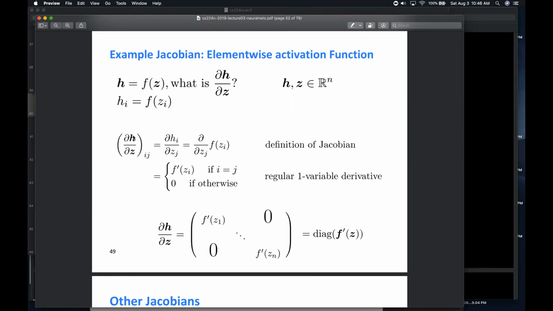Now the thing is, when you do dH by dz, for each element i, you're trying to take the differential with respect to z. And this differential is going to make sense only when z happens to be i. z and i are basically the same thing. If z and i are not the same thing, there is no differential to be taken over there.